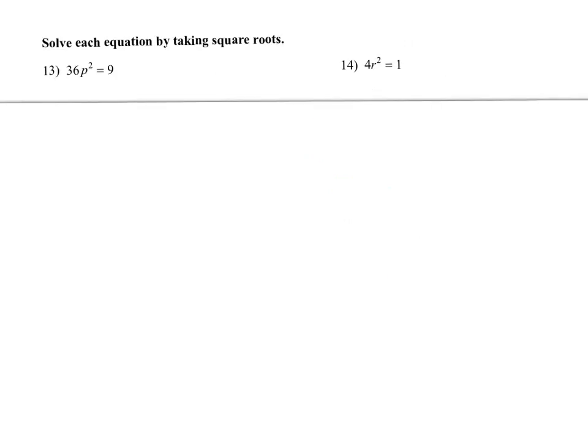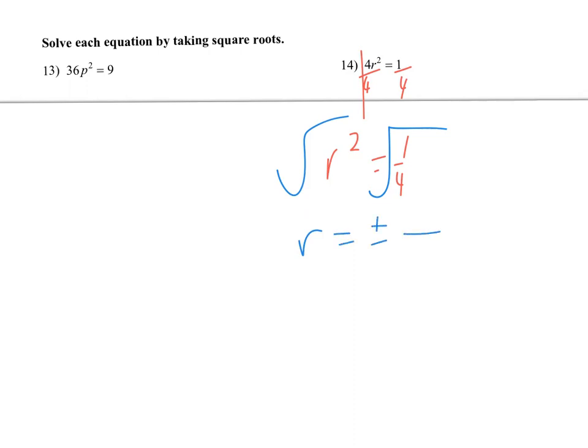All right, next up here, we're going to solve these by taking square roots. We know we're allowed to do this because we don't have the b value. So on this one, I'm going to divide both sides by 4. So I get r squared equals 1 over 4. And then I square root both sides. So r equals, and then since I created that square root, I have to put a plus or minus. And then for the square root of a fraction, I can just square root the top and the bottom individually. So the square root of 1 is 1, square root of 4 is 2.